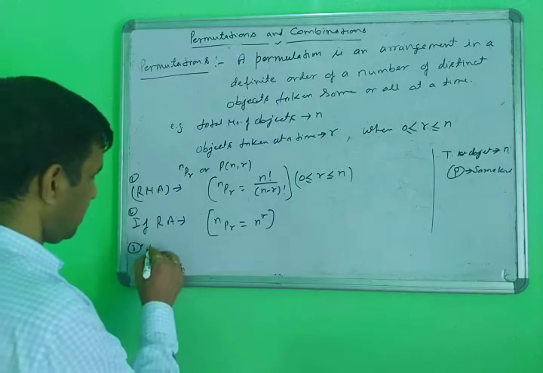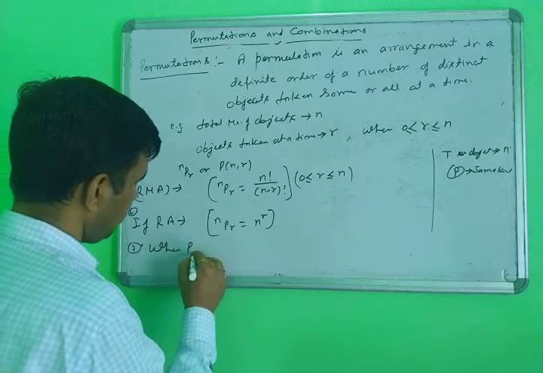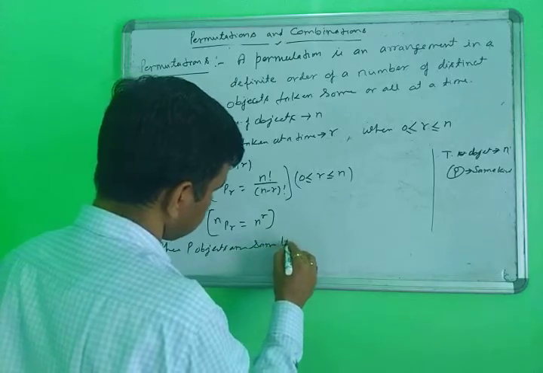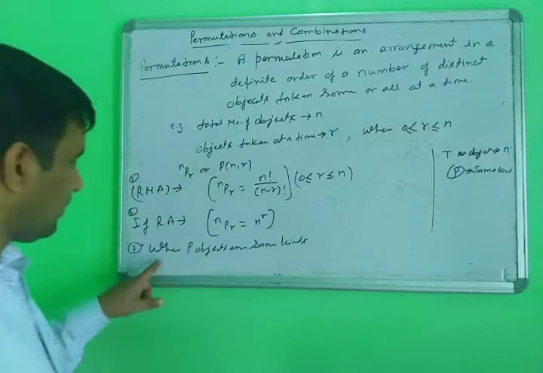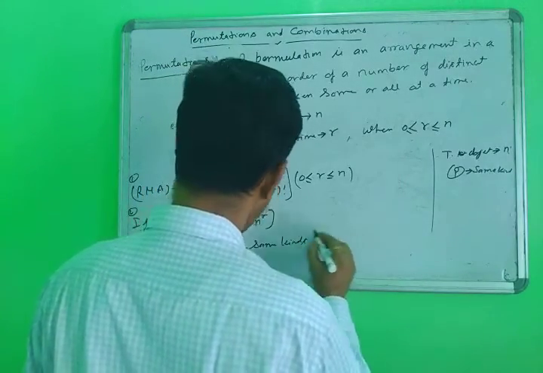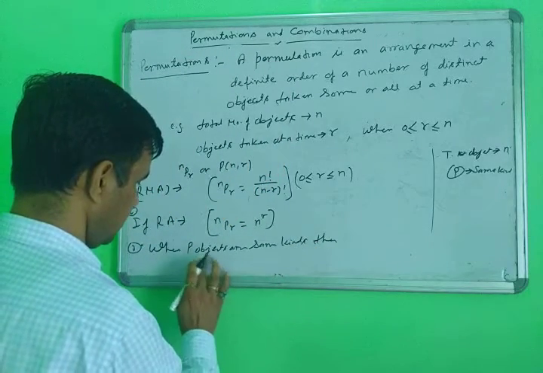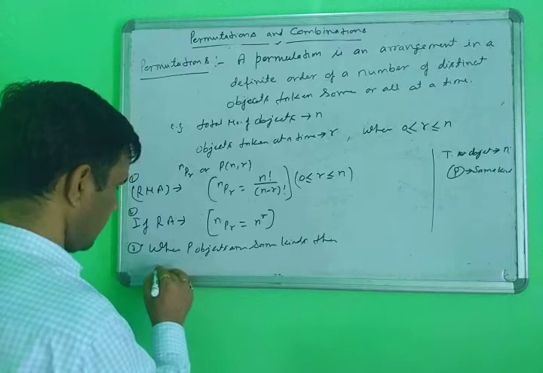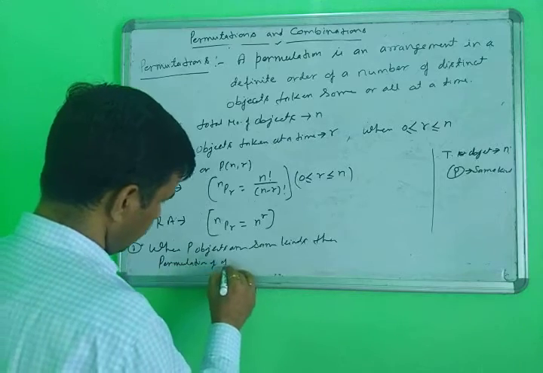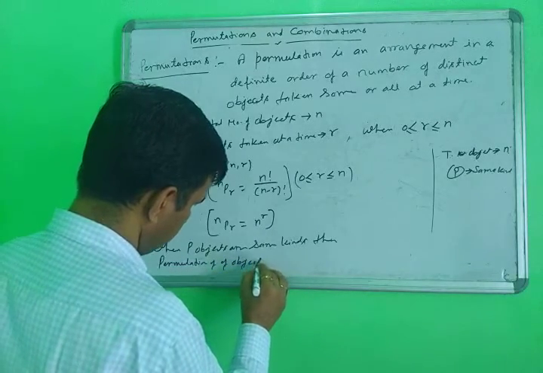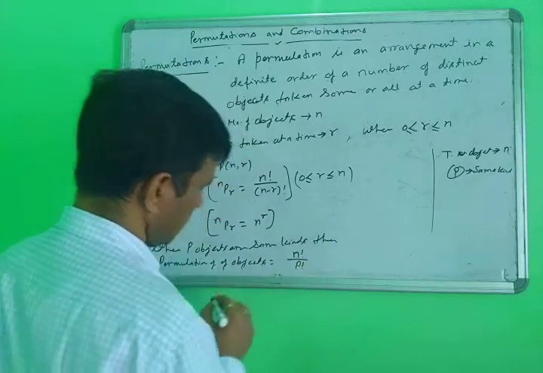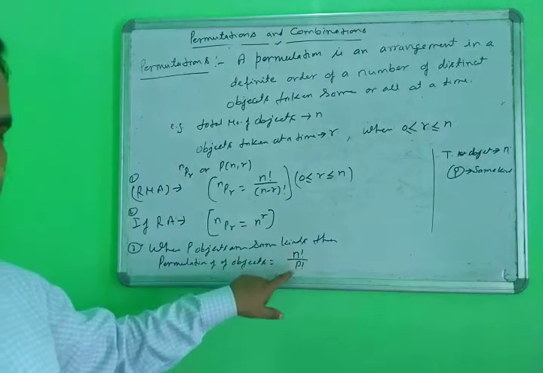So when p objects are of the same kind, then the value of nP, the permutation of objects, is factorial n upon factorial p.